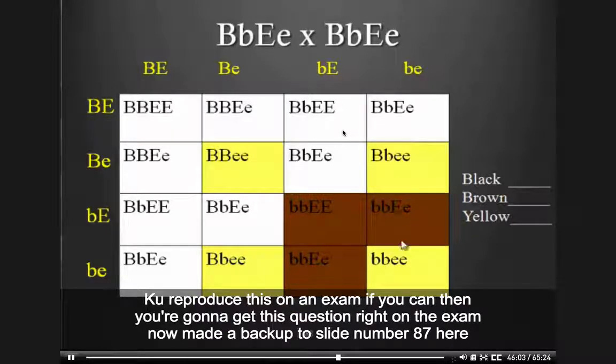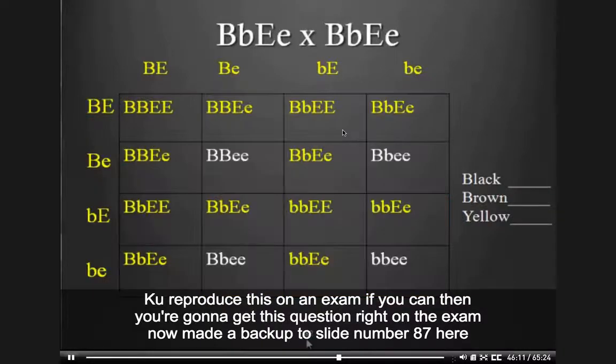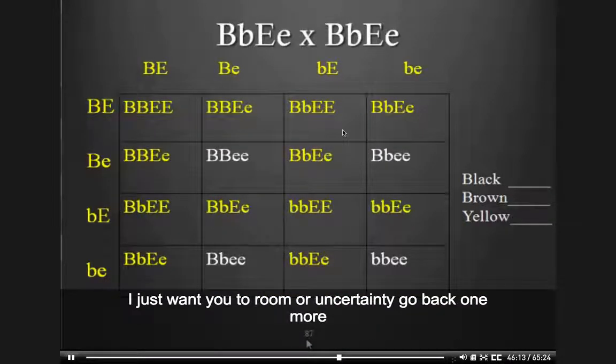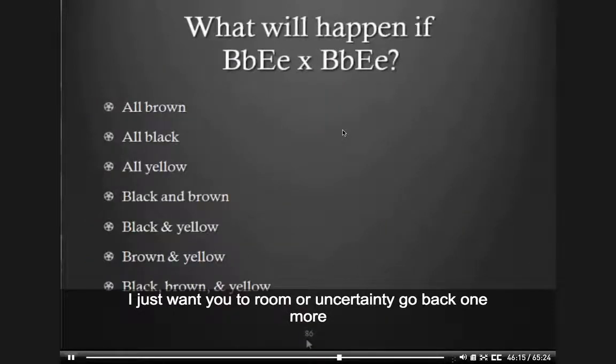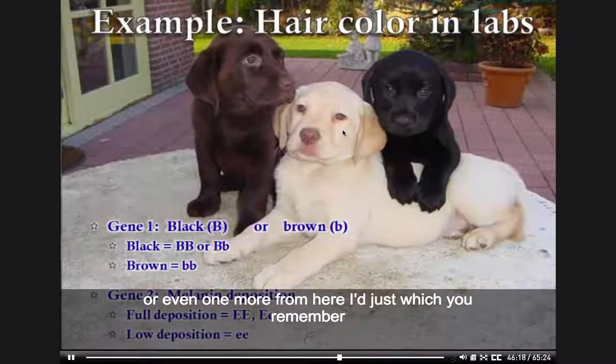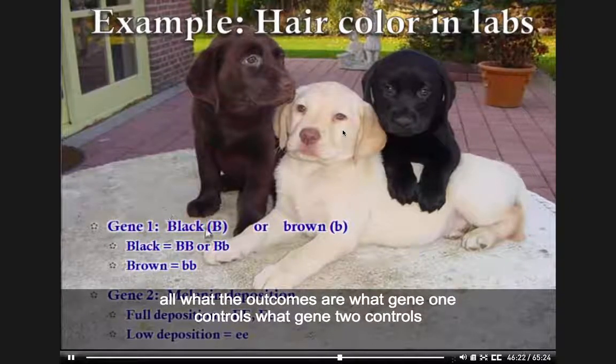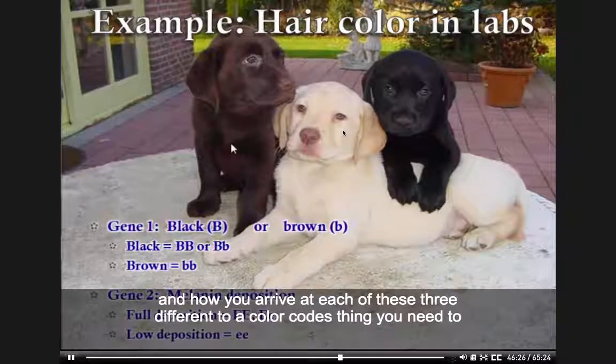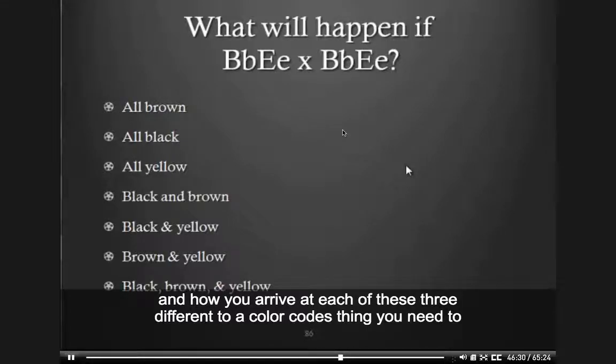Now, can you reproduce this on an exam? If you can, then you're going to get this question right on the exam. Now, I'm going to back up to slide number 87 here. Let me go back one more, or even one more from here. I just want you to remember what the outcomes are, what gene 1 controls, what gene 2 controls, and how you arrive at each of these 3 different color codes.